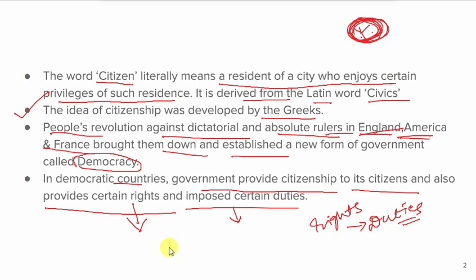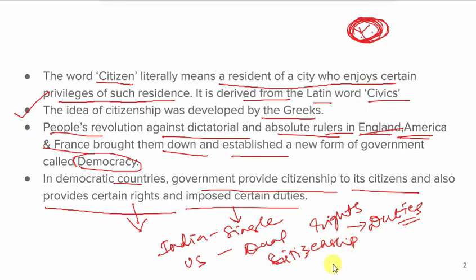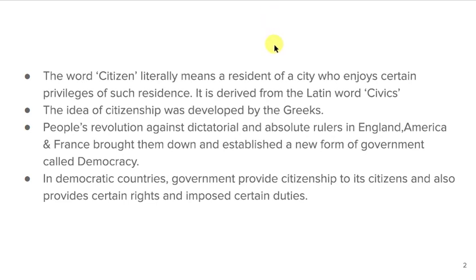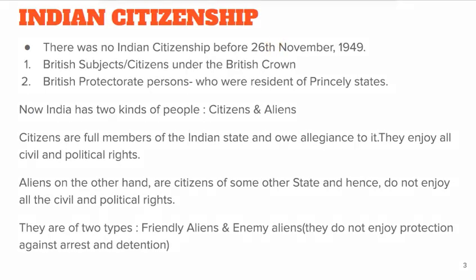If we come to our democratic country, India, we have a single citizenship, as we all know. For another example, like the United States, they have dual citizenship. As I explained in our last classes, dual citizenship is where they have a state citizenship along with the country citizenship. So that's a brief intro about citizen and citizenship. Now let's get to our major topic, which is Indian citizenship.